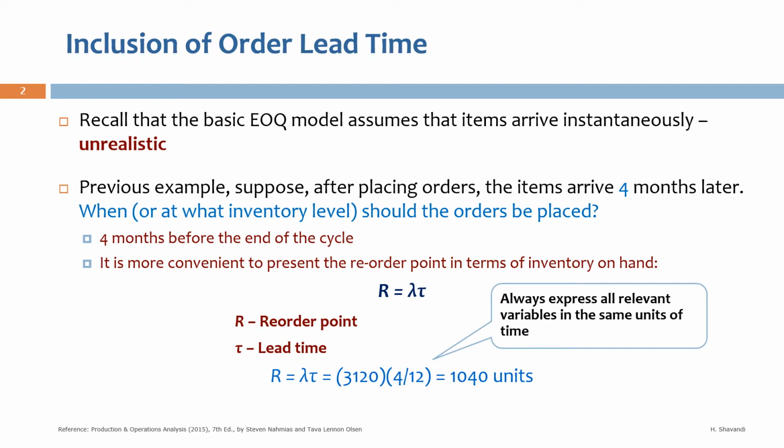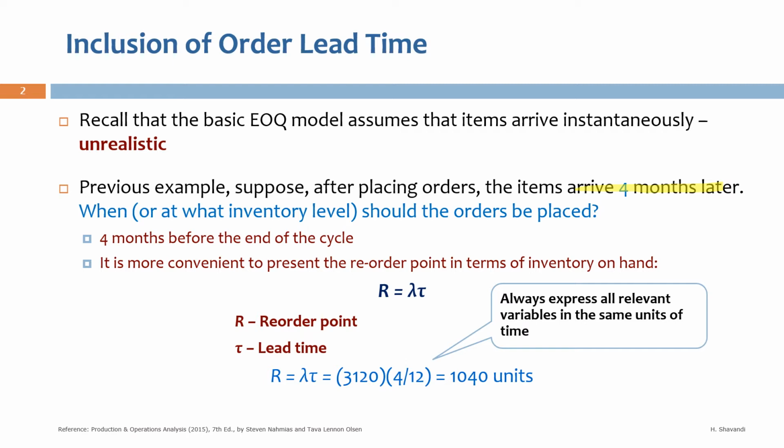It takes time to receive that order, so we need to reorder, I mean place the order, a while prior to the time that our inventory level becomes 0, in order to have that inventory right away at the time that inventory level becomes 0, right? And here we consider the reorder point. For example, in our previous example, if we assume that the orders arrive after 4 months in our inventory, when should we place the order? What should be the reorder point here?